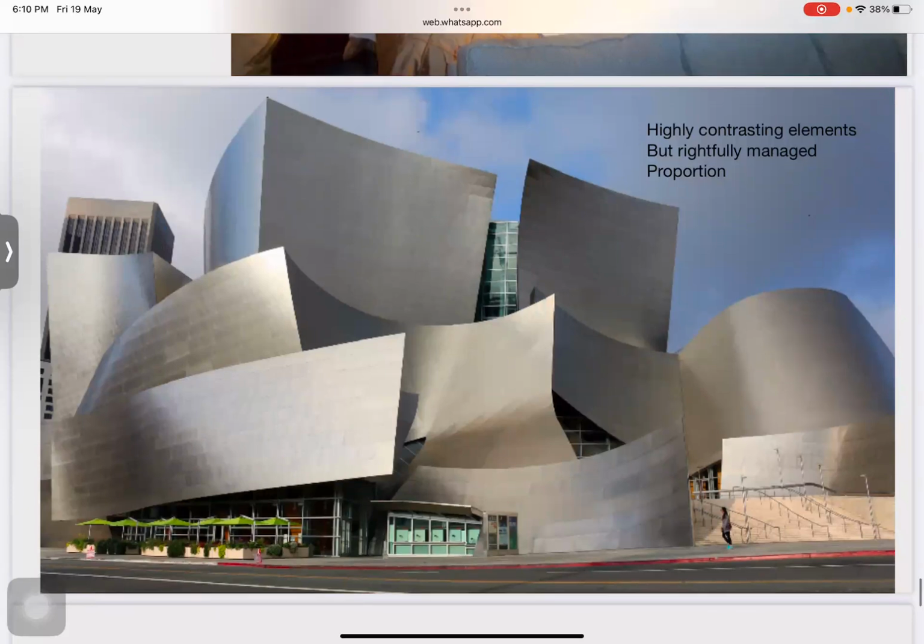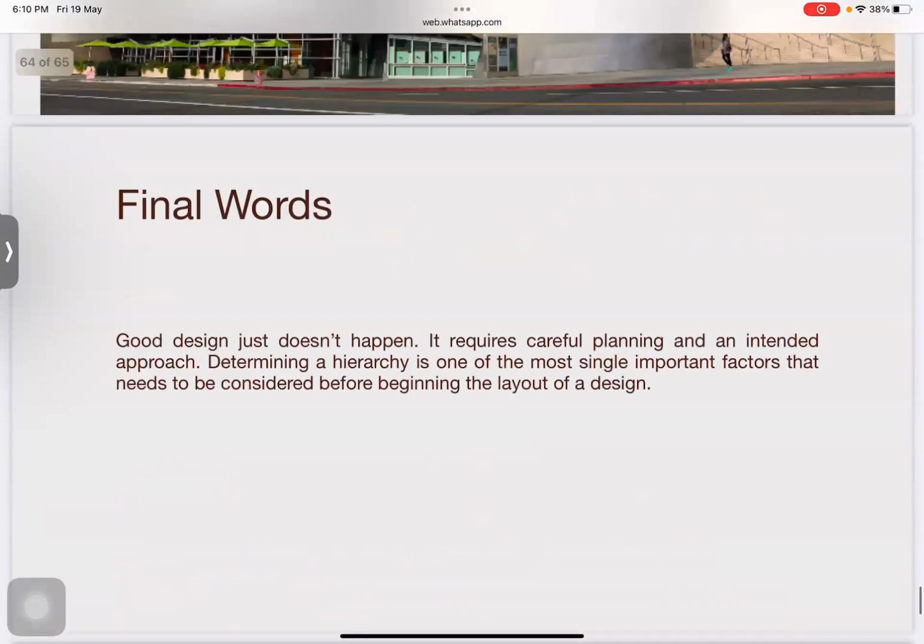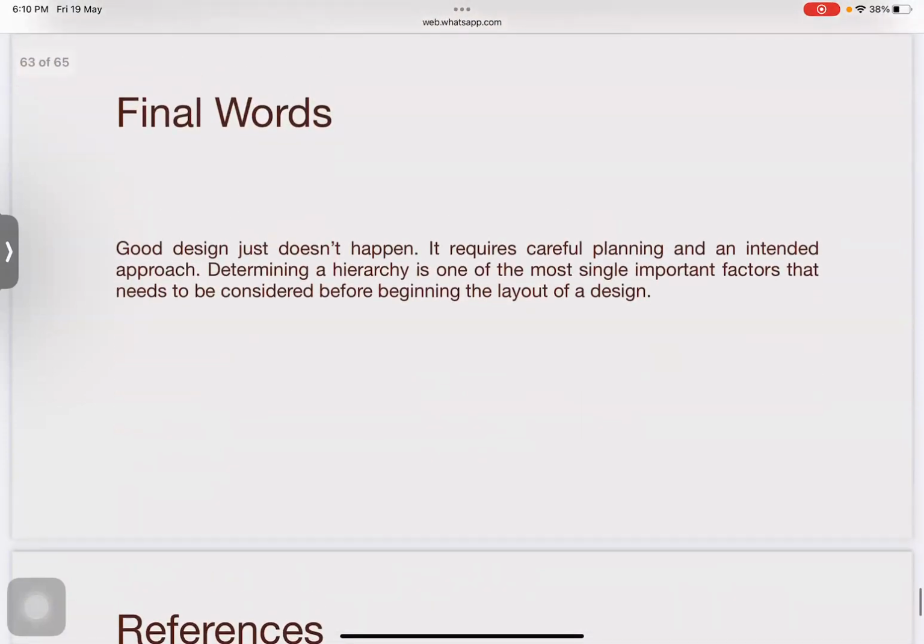So, see, good design doesn't just happen. It requires careful planning and an intended approach. Determining a hierarchy is one of the single most important factors that needs to be considered before beginning the layout of a design. We have gone through every design principle and understood things. Now, there are some visual principles, as I mentioned, like movement and pattern. These are visual principles which you see visually and get the feel of.